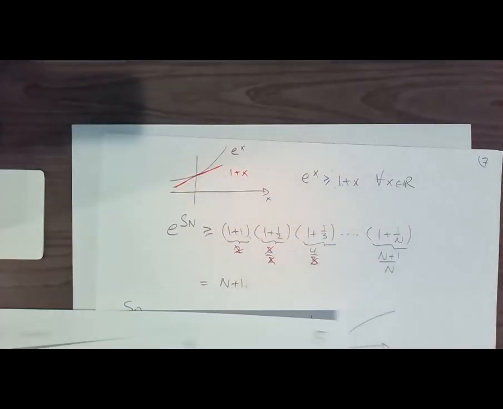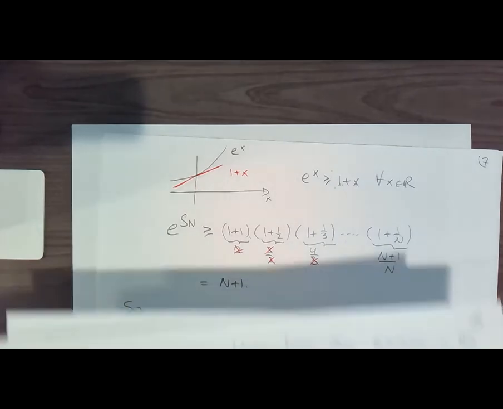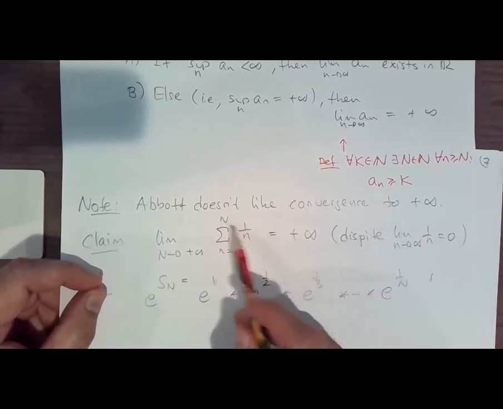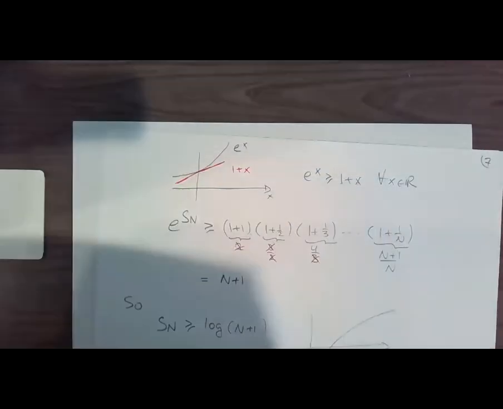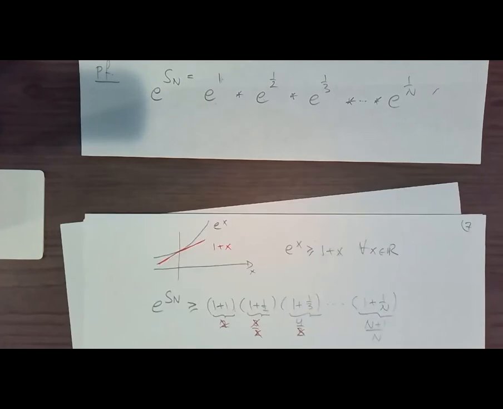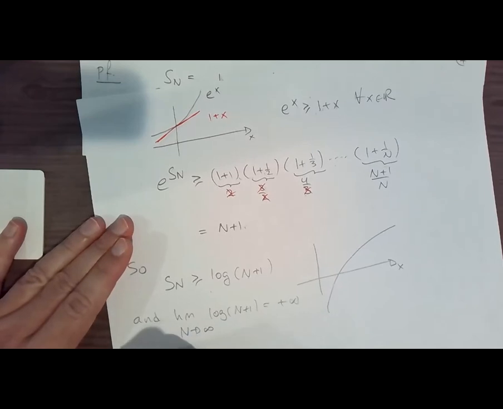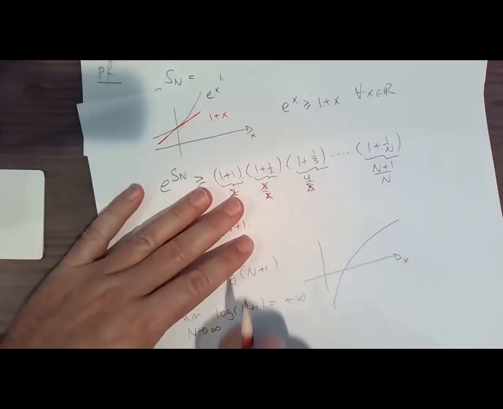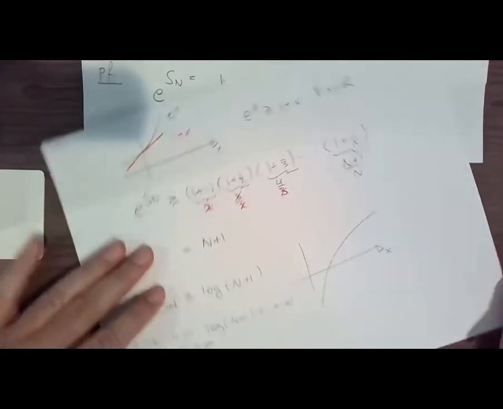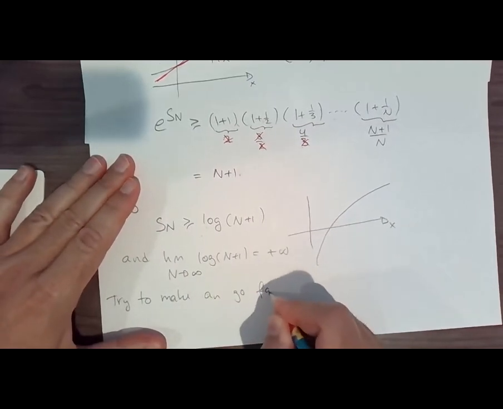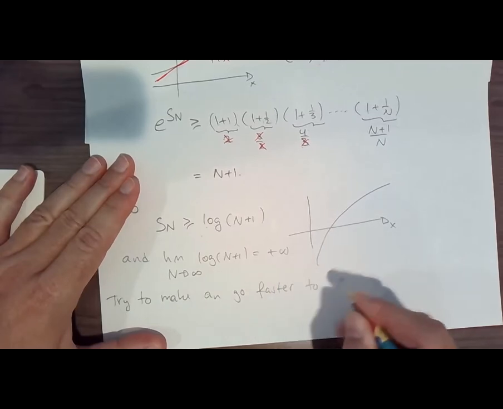So what we see is we have this property here that it is true that 1 over n converges to 0, but the sum diverges. So to get something interesting, what one could do is make it go faster. So try to make an go faster to 0. It's too slow. It picks up this log property. So try to make an go faster to 0.